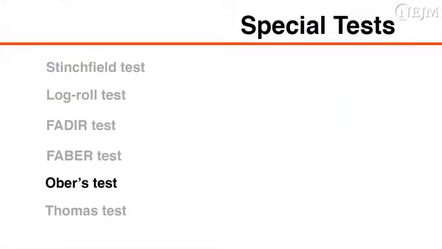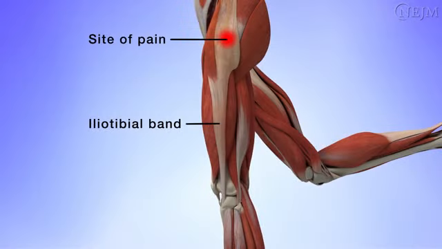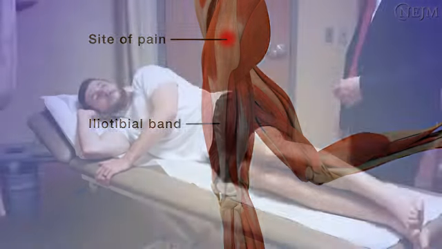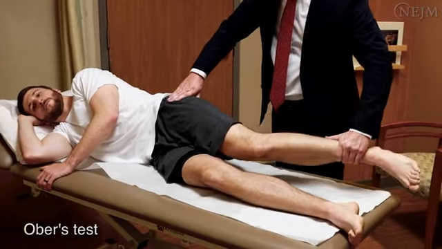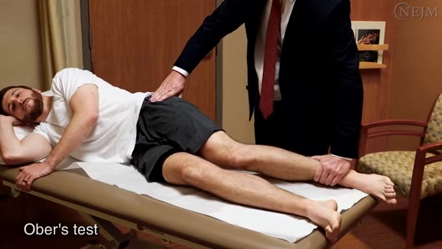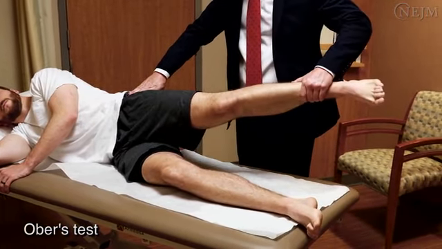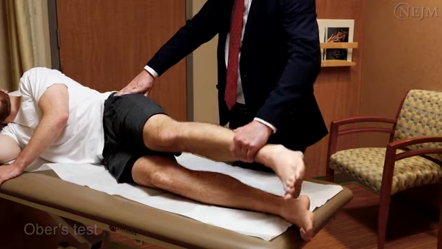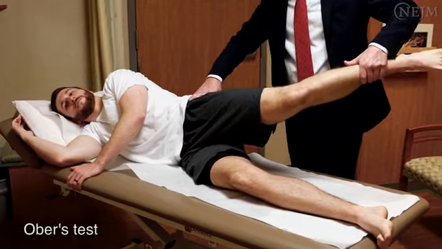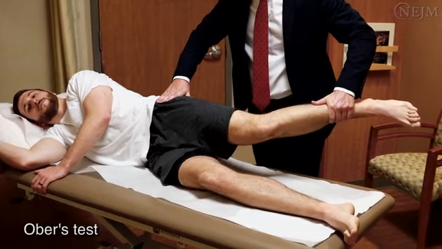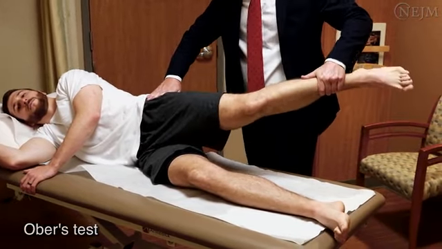Ober's test is used to determine whether the patient has a tight iliotibial band and tensor fascia lata muscle. With the patient lying on the unaffected side and the hip in slight extension, passively abduct the patient's leg and allow it to drop into adduction. If the leg remains in abduction or cannot be fully adducted, there is reason to suspect that the patient has a tight iliotibial band or tensor fascia lata muscle.